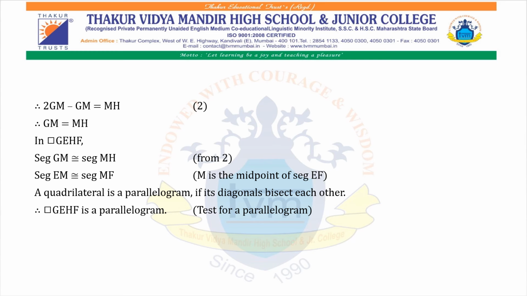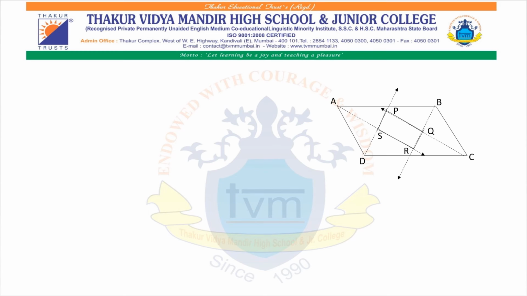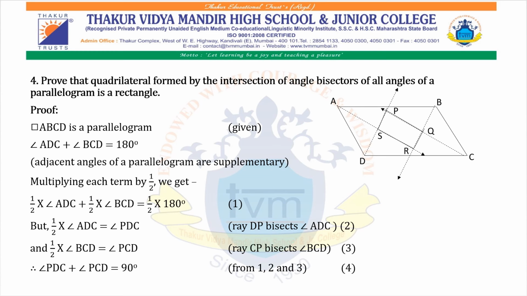Test for a parallelogram. Question 4. Prove that the quadrilateral formed by the intersection of angle bisectors of all angles of a parallelogram is a rectangle. Proof. Quadrilateral ABCD is a parallelogram, which is given. Angle ADC plus angle BCD is equal to 180 degrees. Adjacent angles of a parallelogram are supplementary.